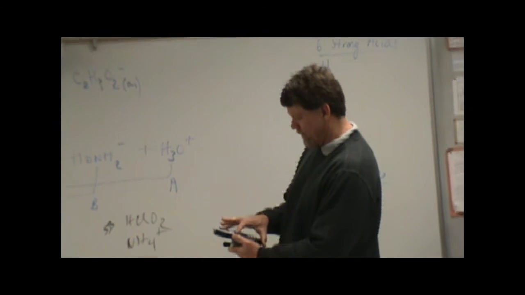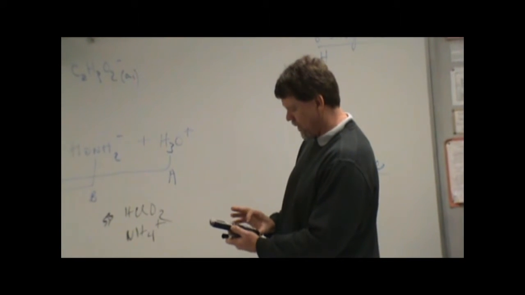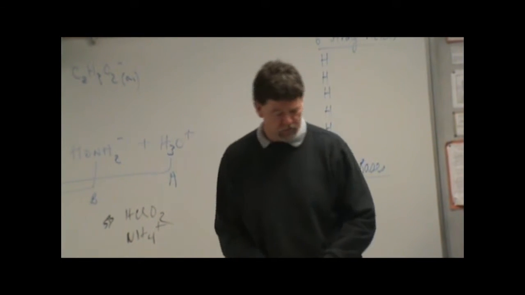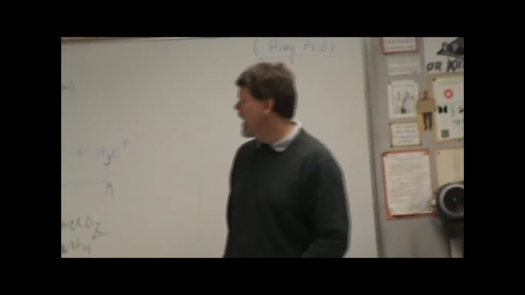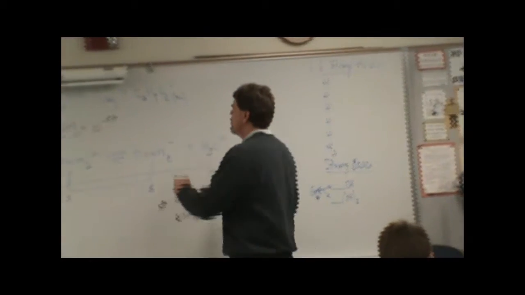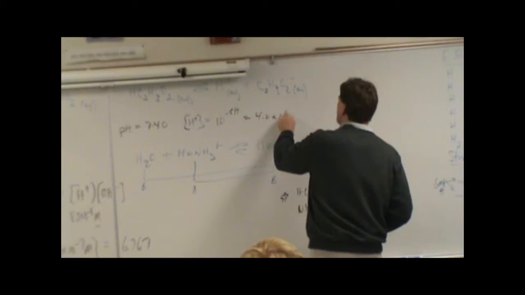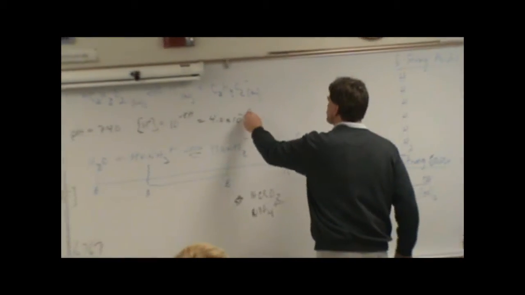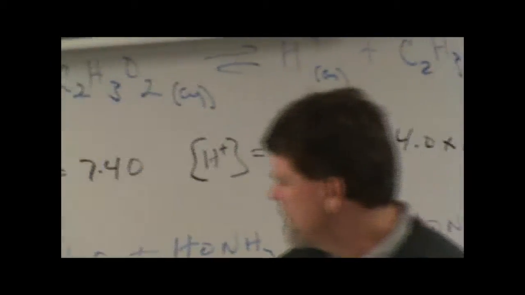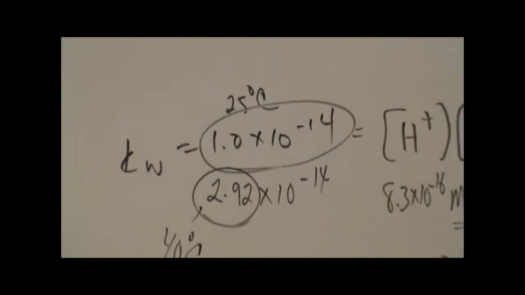Or you can go second log negative 7.40. Either way works. So get used to that. Now, to get the OH, once you know the H plus, this is 4.0 times 10 to the minus 8 moles per liter, because it's concentration. Once we know that, we can figure out the OH because of this, right? Just plug into the KW equation and solve for the other one. So once you know one, you always know the other one, it's just a calculation away. Okay? All right.